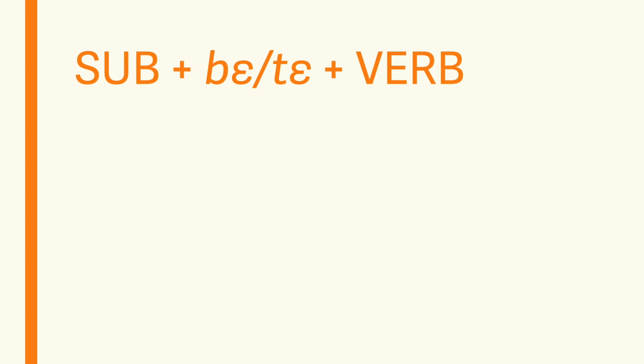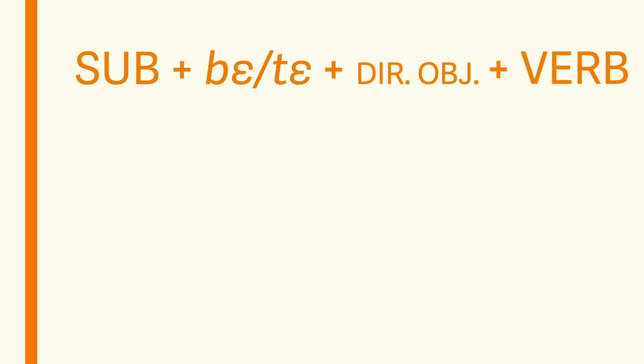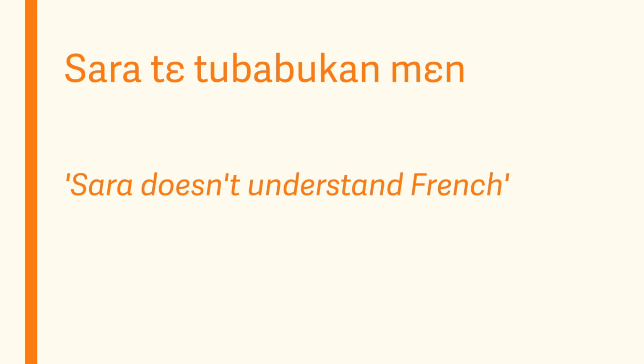If you'd like to build a sentence that has a direct object or use a verb that requires a direct object, you're going to be able to insert that straight into the sentence. But you need to do it between the predicate marker be, te, and the verb. For instance, we could say something like Mbe Bambara fo, meaning I speak Bambara. There we have the verb fo, which literally means to say. So I say Bambara means I speak Bambara. Mbe bamanakan fo. Or we could have something like Sarate tubabukan me, meaning Sarah doesn't understand French, tubabukan, and that uses the verb me. Me meaning literally to hear. Sarate tubabukan me.